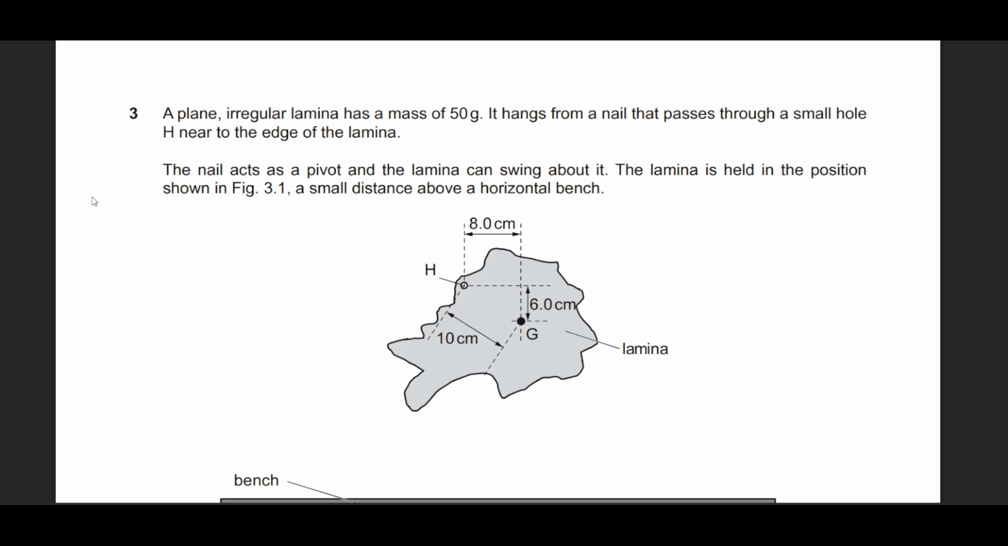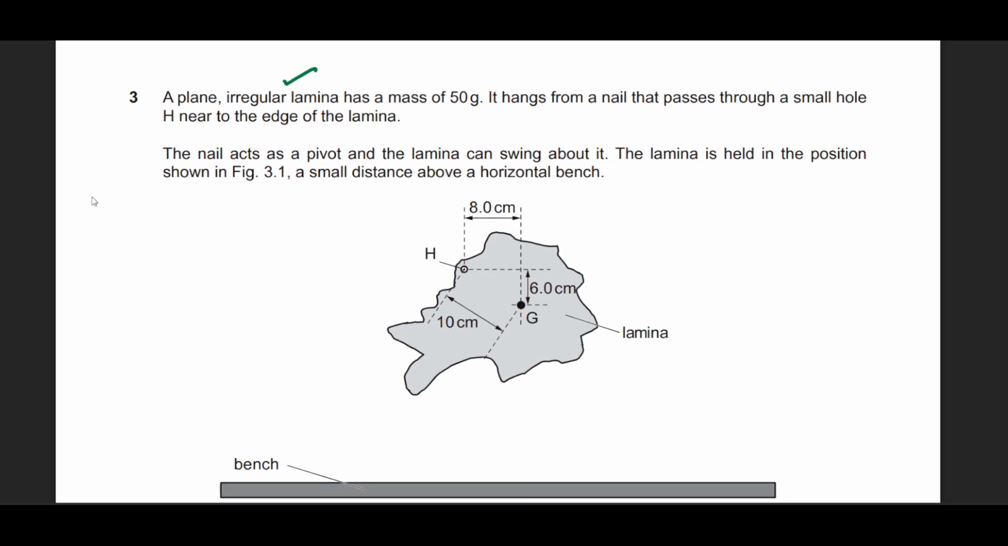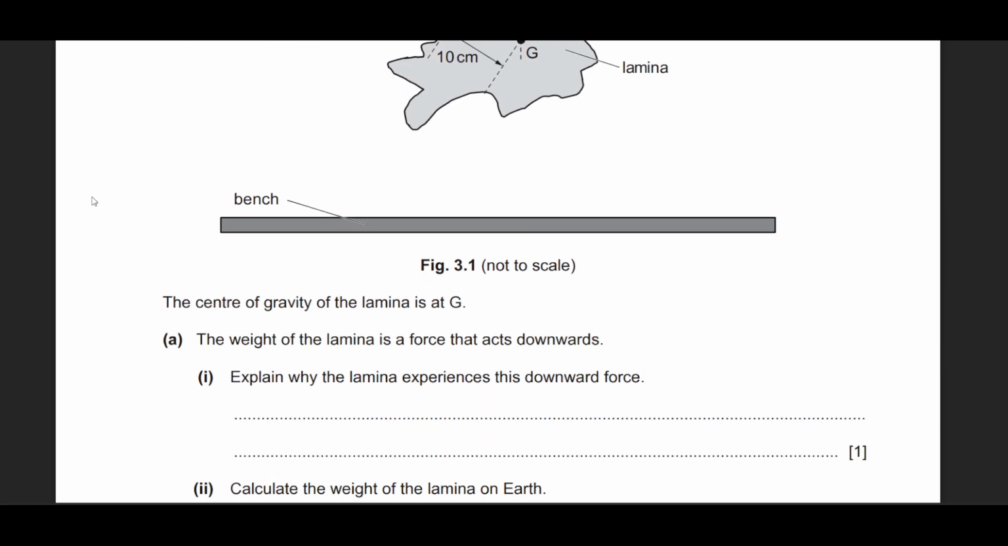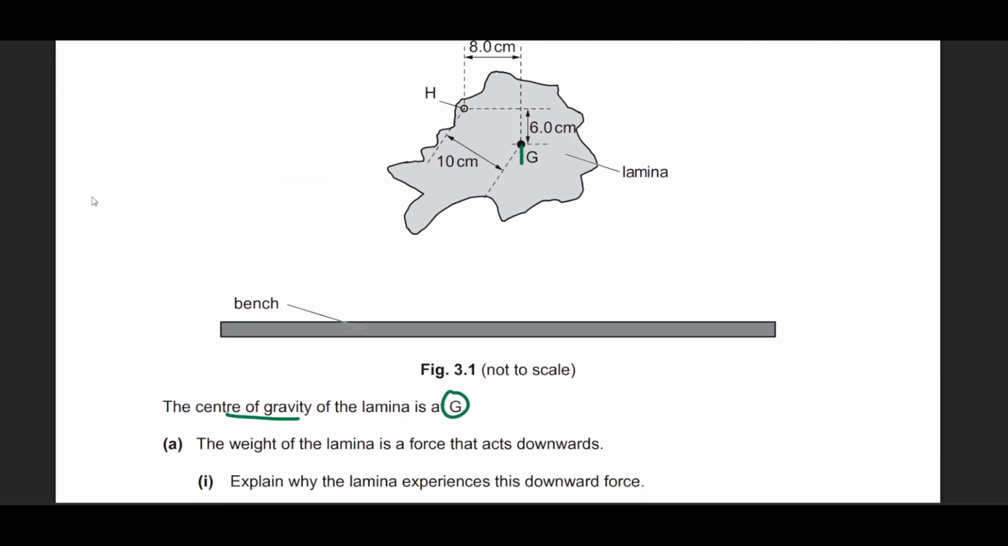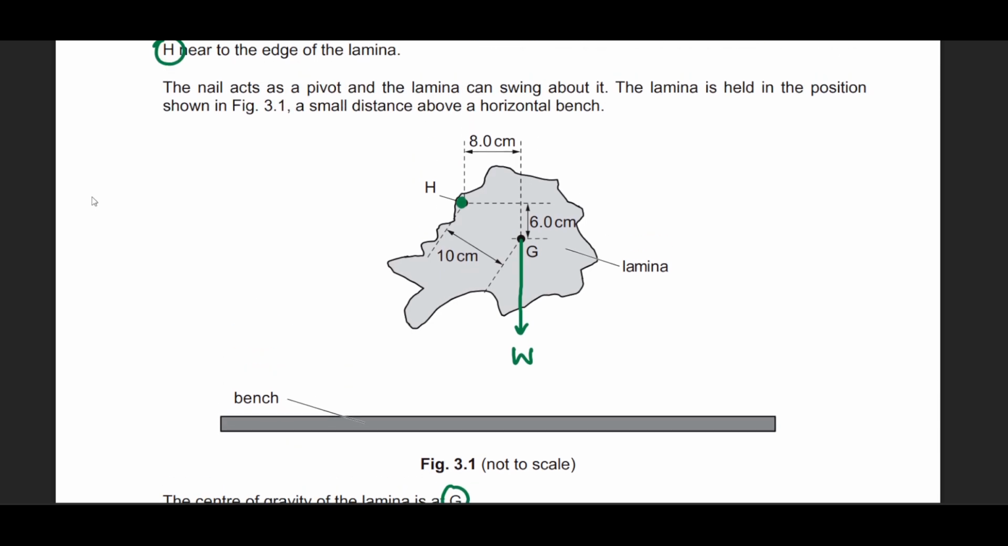Question number 3 is a question on center of mass and lamina, right? So we have an irregular shaped lamina, 50 gram mass, and it's being held in a small hole H at the edge of the lamina. He says that G is the center of gravity. So in terms of G, there will be a vector downwards, W. And H is where it is being held from. So H will be the pivot of the system.